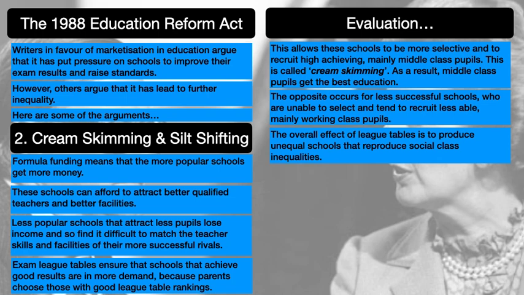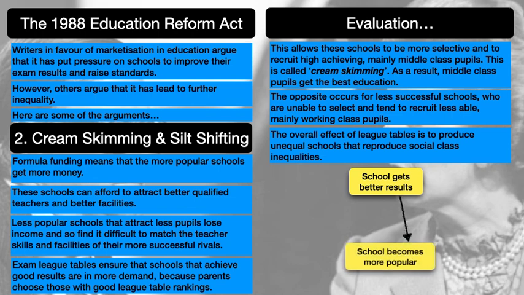So there's quite a lot of information there, and sometimes this is better understood by looking at it as a diagram. So you have a school that gets better results than another school. Therefore, it becomes more popular. If it's more popular, because of the way that formula funding works, they'll have more money to spend on better facilities. If they've got better facilities, they're going to get better results. If they get better results, the school becomes more popular.